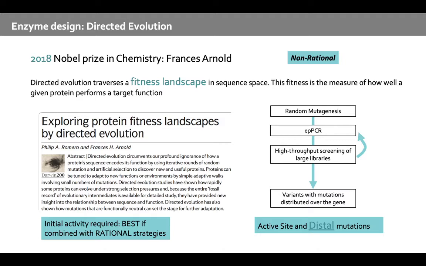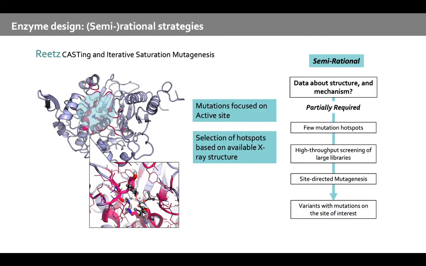So that leads me to the next slide, which is this kind of strategies with CASTing and ISM, the iterative saturation mutagenesis. Well, in these strategies, of course, in directed evolution, in principle, if we don't take into account that some initial activity should be present, you don't need to have any kind of knowledge about the enzyme.